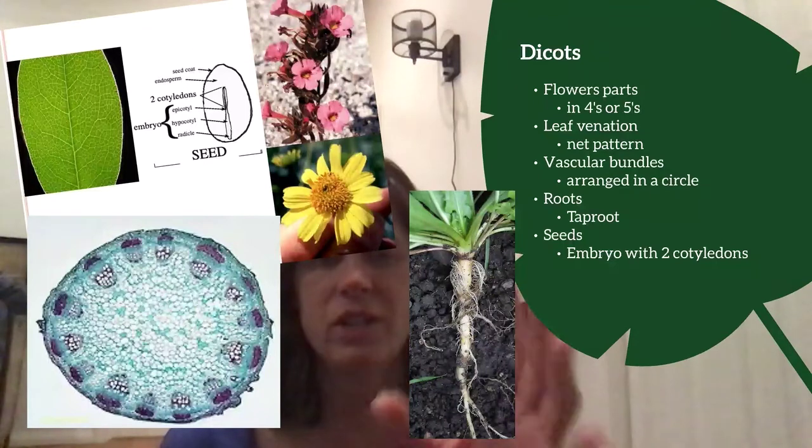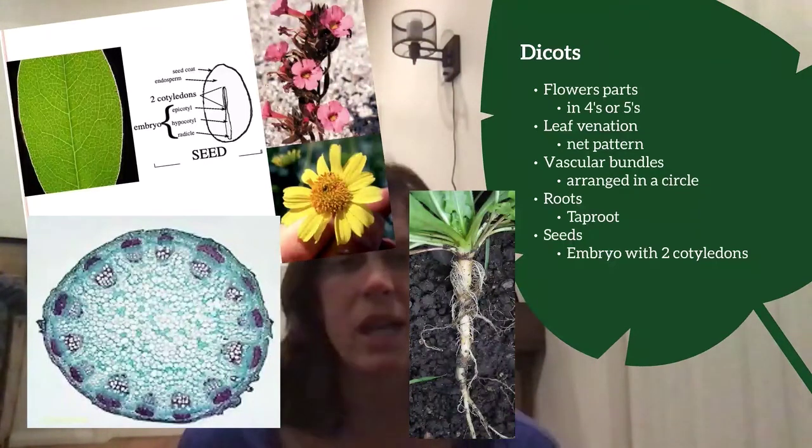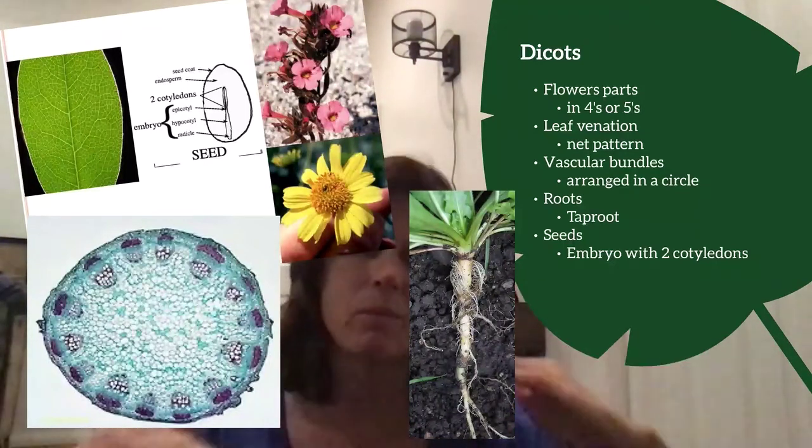Alrighty, so again, make sure you know the characteristics of monocots and dicots, and again, you can just compare them 1 to 1.